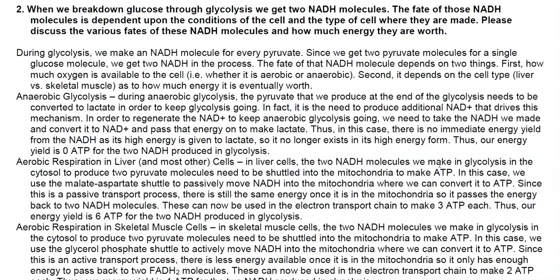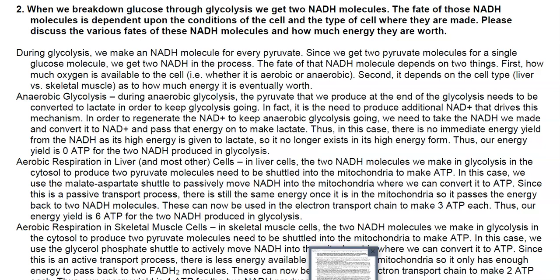So during anaerobic glycolysis, which is also known as fermentation, the pyruvate that we produce at the end of glycolysis, by definition, needs to be converted to lactate. For anaerobic glycolysis, the end product is always going to be lactate in humans. So the anaerobic glycolysis gives us no energy from that NADH, and here's the reason why.